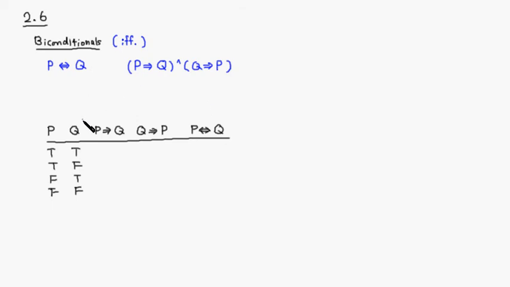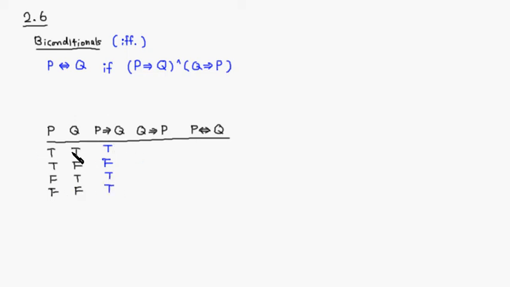Right? So it's a two-way implication, basically. So let's look at that. Since this is defined as a two-way implication, let's look at all four possibilities. So let's see, true, true. Right? So P implies Q is true. True, false. P implies Q is false. False, true. Implication is true. False, false. Implication is true.